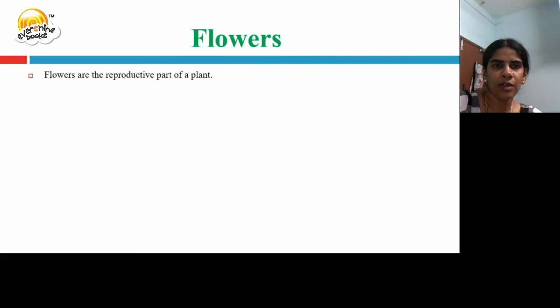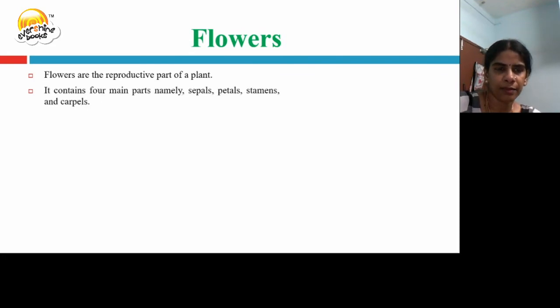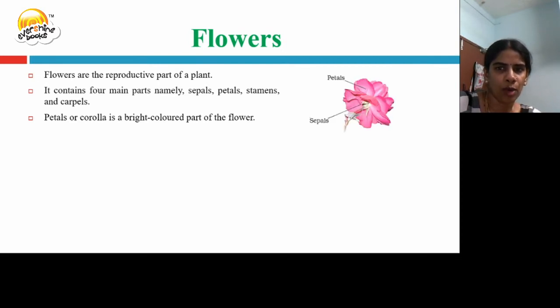Flowers. Flowers are the reproductive part of a plant. It contains four main parts, namely sepals, petals, stamens, and carpels. Petals, also known as corolla, are the brightly colored part of the flower.